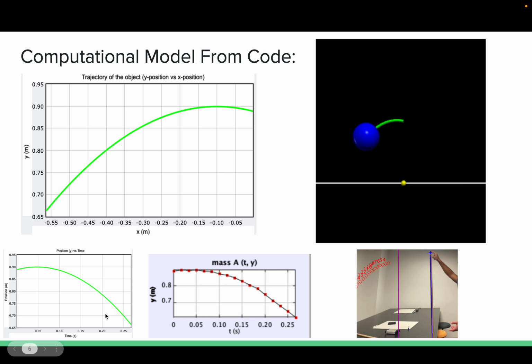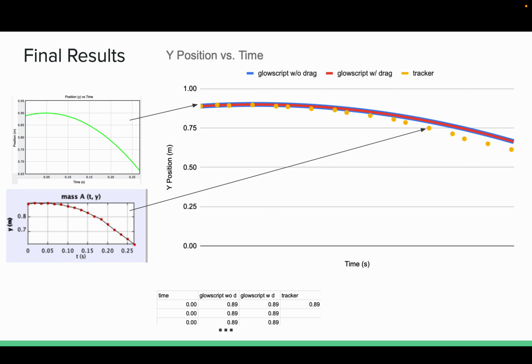And then this is also that same chart. And then here you can see how the y position changes over time. That's why these two graphs look like they're kind of flipped of the other one, but that's just because they're over time rather than over the x-axis. So instead of showing the actual position, it's showing how y is changing, which is what we're mainly looking at. And you could also see that this GlowScript chart looks pretty similar to the Tracker chart.